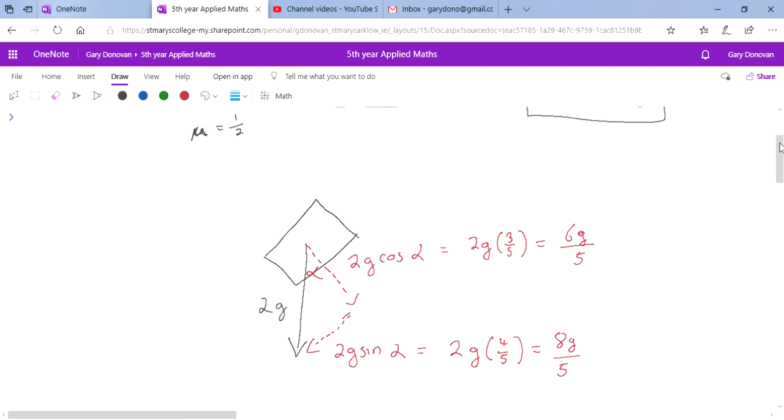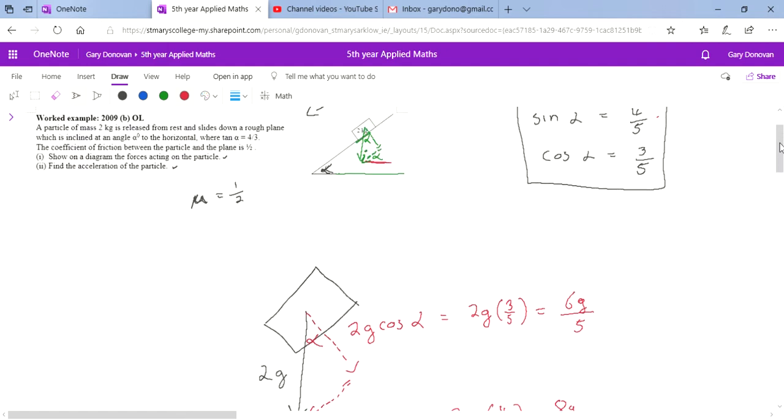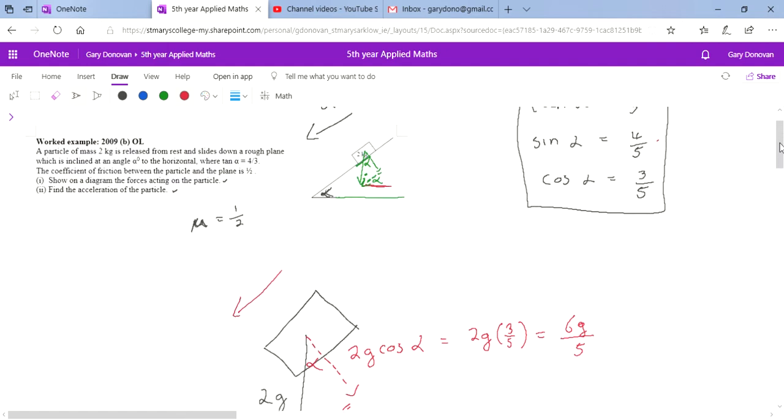So are these all the forces acting on it? Well, once it starts to accelerate down this way, friction is going to oppose its motion. So friction is acting in this direction, and friction is equal to mu times R. Now you remember what R was. R is the reaction force, so if we had something on a flat plane and its weight was 2g, R would be 2g.